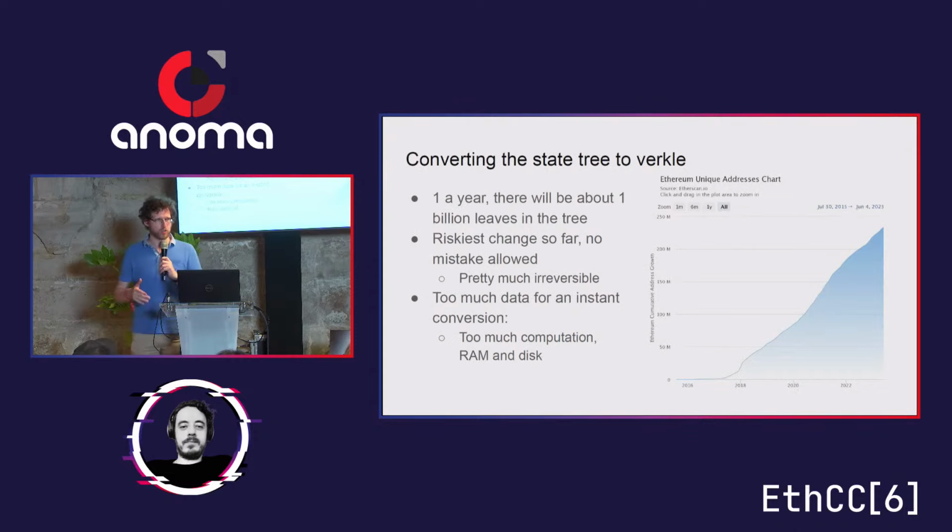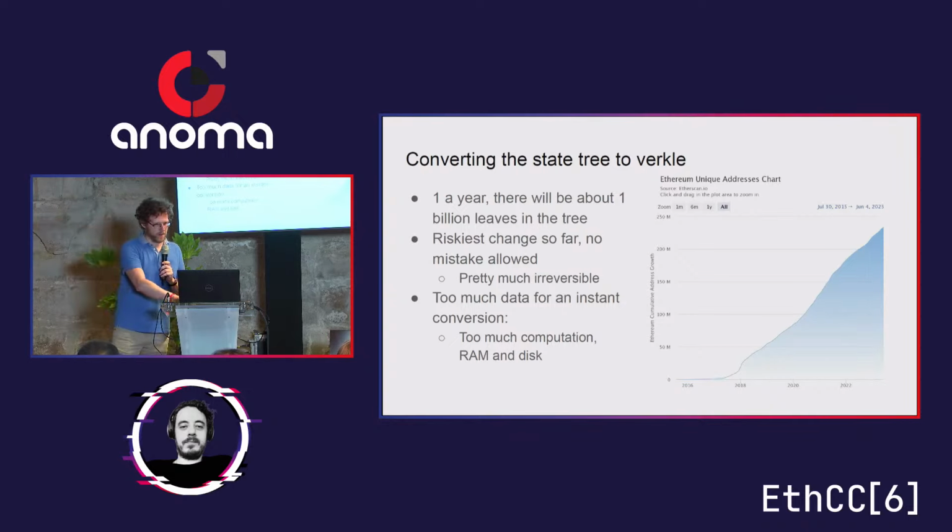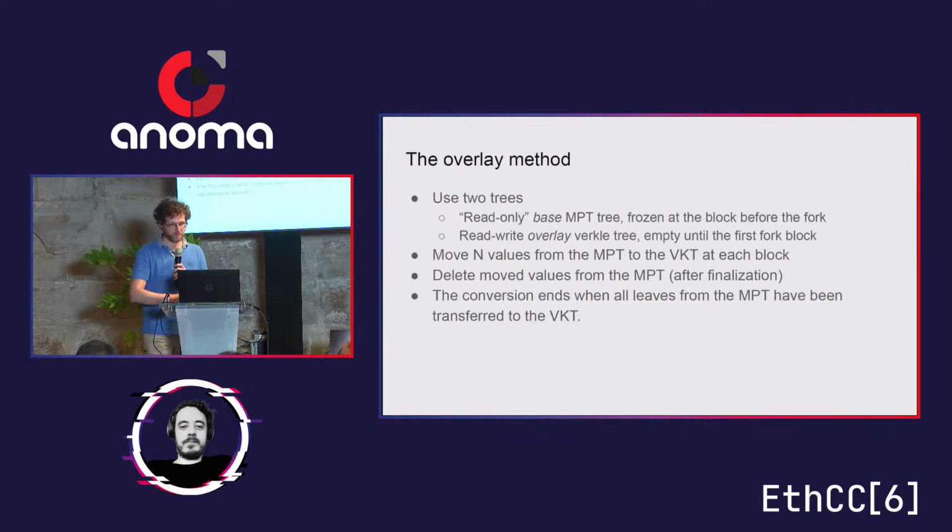And that is the problem, because by the time the Verge happens, hopefully next year, there will be about 1 billion leaves in the tree. That's a lot of data. We cannot translate everything in one go. We can definitely not translate that in one slot. We're talking about days, if not months. So the point I want to make is there's too much data. This change is very risky because it's effectively irreversible. We could, but there's no practical method to do this.